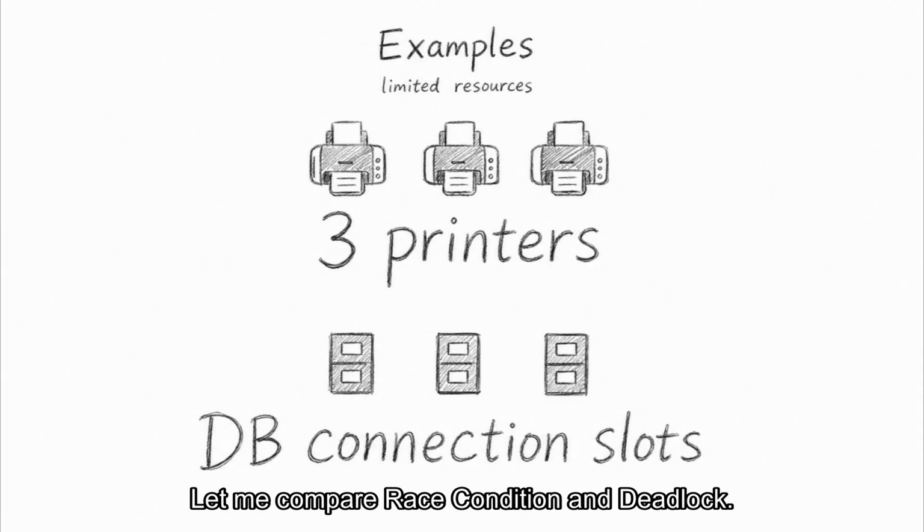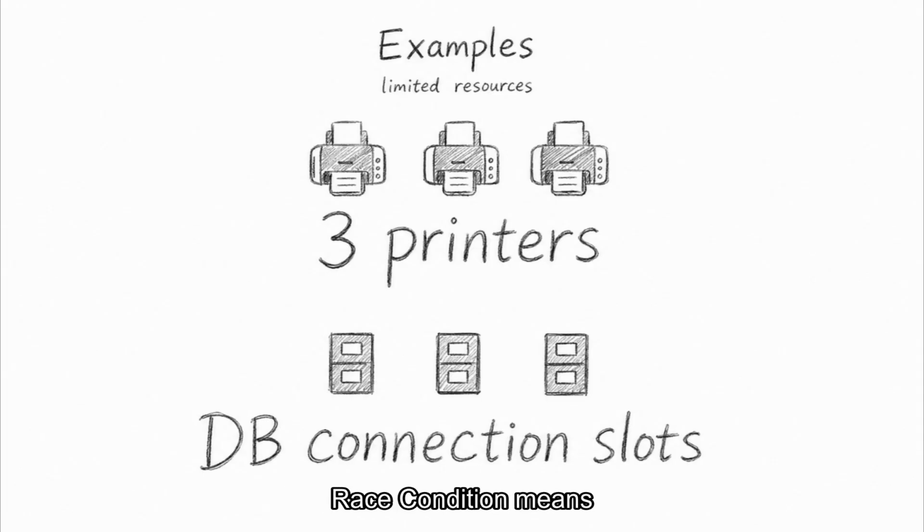Let me compare race condition and deadlock. Race condition means the results can become wrong. Deadlock means the progress can stop. If you do not use the locks, shared data can be broken. But if you use the locks incorrectly, the program can get stuck. So in concurrent systems, speed is not the only important thing. Safety and order are also important.